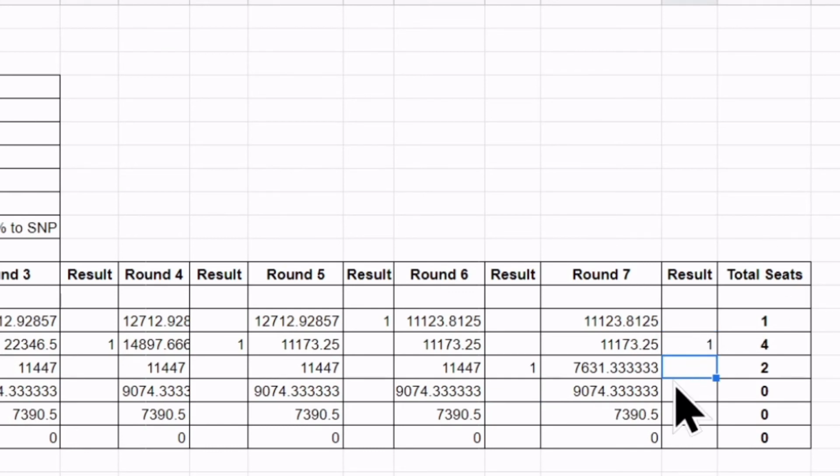Wow. Is that right? Let me just check that. Let me just delete that off there. Right. Okay. That's 7, that's 9, that's 7, that's 11. 11173, 11123. I would be demanding a recount. Wow. So in this model, when you vote SNP 1 and 2, you end up with just the 1 SNP seat and 6 Unionist seats. Kind of crazy.